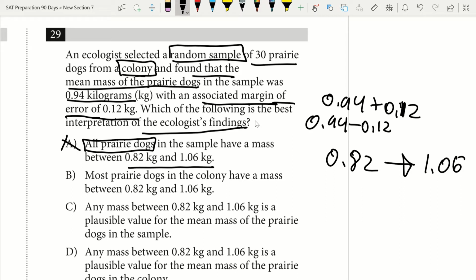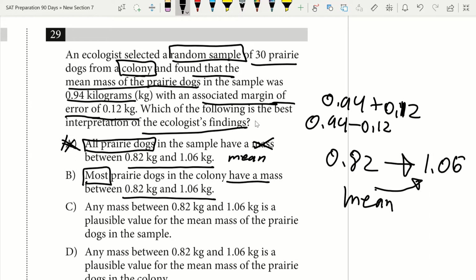No. Okay, those are possible values for the mean. We can't say all of them will have that mass. That's for the mean. So A is incorrect. B, most prairie dogs in the colony have a mass between 0.82 and 1.06. Once again, that's wrong because we're talking about the mean. The mean could be anywhere between these two numbers. So it's not going to be that most prairie dogs are between it. It's going to be that the mean could be between those.